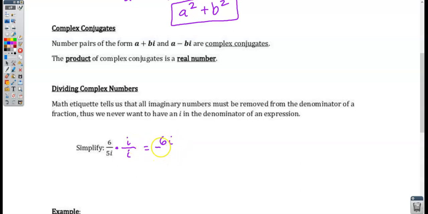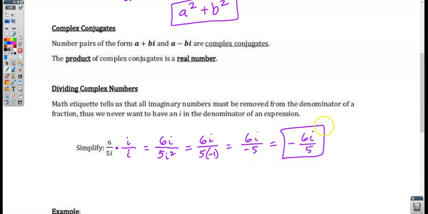And that gives me 6i in my numerator over 5i squared. And remember, i squared is equal to -1. So this is 6i over 5 times -1, or 6i over -5. I normally like to bring the negative sign out in front of my fraction, and so I would write this as -6i over 5. And that's how we can get rid of a single i that shows up in the denominator.